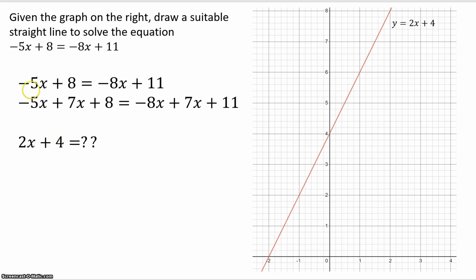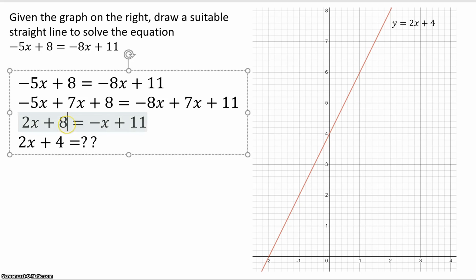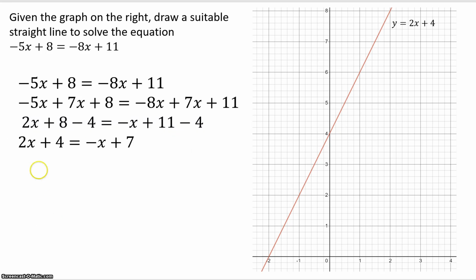What we can do is, from negative 5x, I need to plus 7x to get 2x. Okay, so if I plus 7x on the left side, I need to do the same thing to the right side. So let's simplify this. From this 2, I'm going to get 2x. From this 2, I'm going to get negative x. Okay, so our next job is to get from 2x plus 8 to 2x plus 4. So this should be pretty obvious. So I'm just going to minus 4. So 8 minus 4 is 4. So because I minus 4, I need to minus 4 here also. Okay, so I'm going to get 2x plus 4 equal to negative x plus 7.